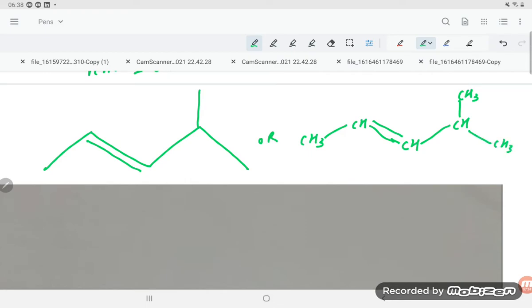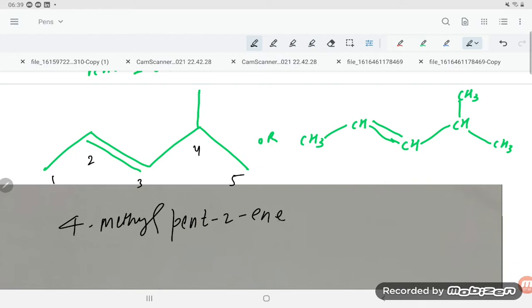So which side can we start numbering, student? If you are doing numbering from the right side, this is 1 2 3. From here, the correct numbering is 1 2 3 4 5, because we have to give preference to the primary suffix, dear student. So these are not correct, right, student? So let us do the naming of this. At the 4 position, what is there? Methyl, 4-methyl pent-2-ene.